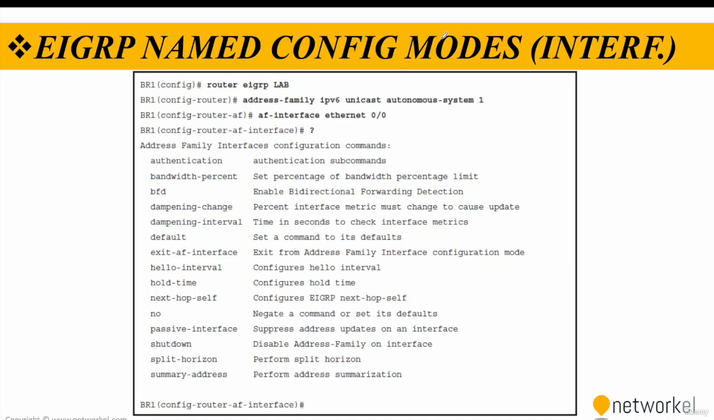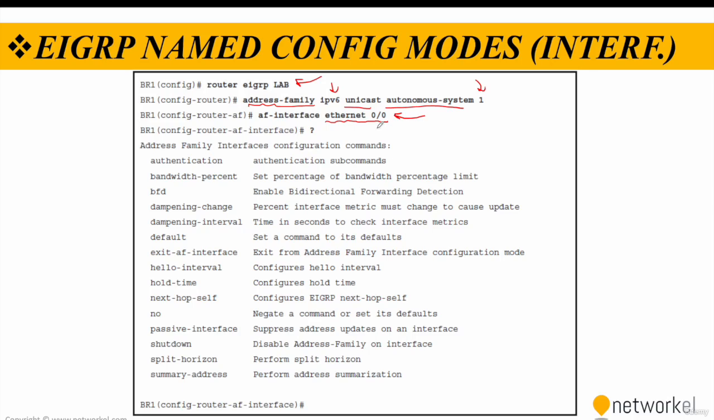Here you can see how we are going into that mode. So router EIGRP and the name. Then I'm typing address family IPv4 or 6. For this case it is 6. Unicast followed with autonomous system and the number. And then I'm typing the AF interface. And I am going into the AF interface mode.